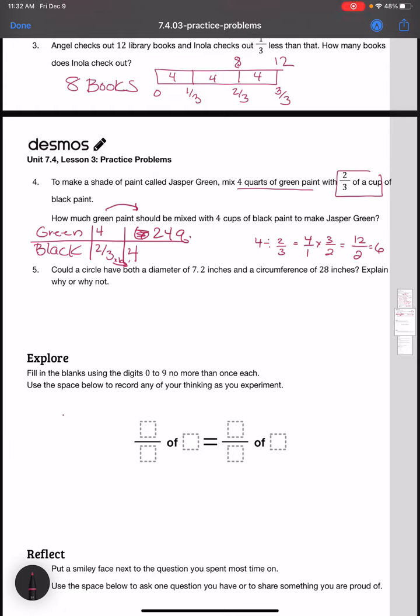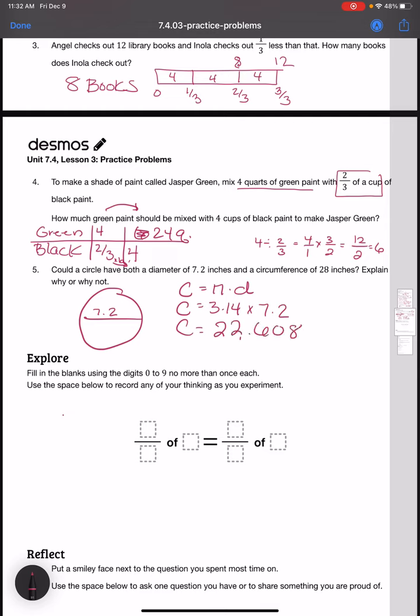So last one. Could a circle have both a diameter of 7 and 2/10 inches and a circumference of 28? So let's find out. Circumference equals pi times diameter. So 3.14 times 7.2. I'm going to do on my calculator. 3.14 times 7.2 would give me 22.608. So no, it is not a match. It is not 28 inches.